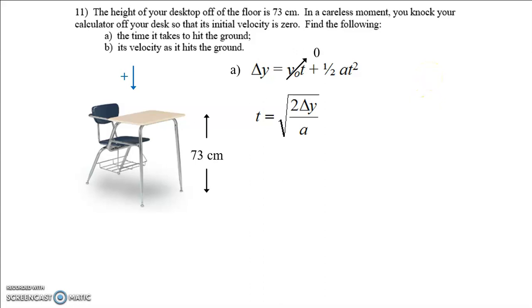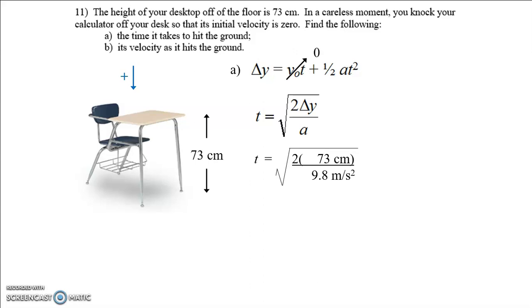Alright, so now we're just going to go ahead and put our numbers in. We know that delta y is going to be 73 centimeters, and again, the acceleration is going to be 9.8 meters per second squared, because we're assuming this is free fall. Notice I left some blanks there because everything here is a vector, which means we're going to have to put a sign on these terms.